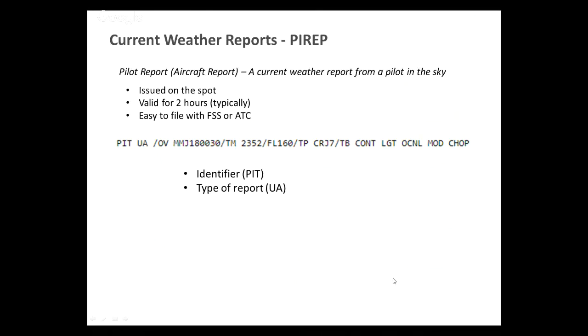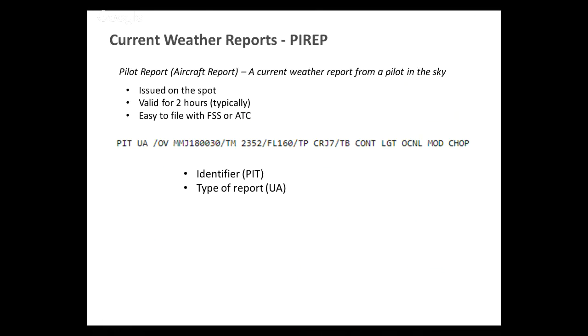Anyway, so PIREPs. Identifier, Pittsburgh. And then you've got the type of report that it is. The UA report is a typical or routine report. If you see UUA, then it's an urgent report.